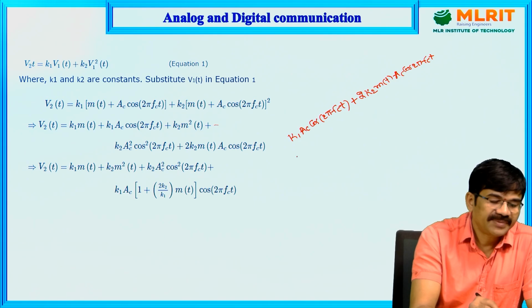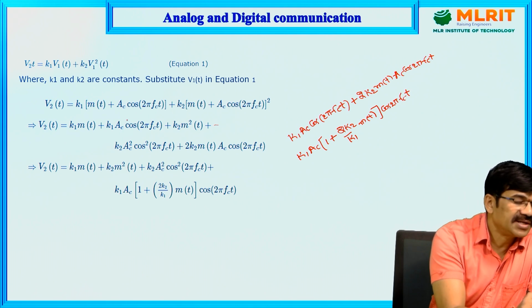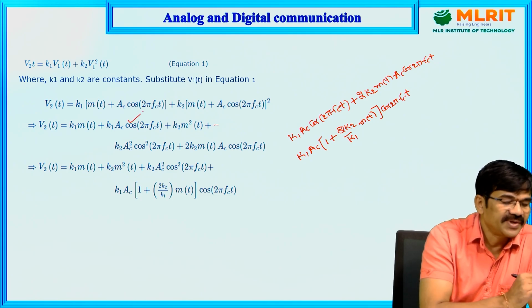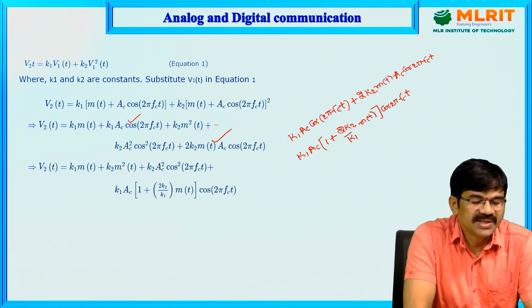So here what I am taking is K1 AC common, so that can be represented as K1 AC (1 plus 2 K2 by K1 M of t) cos 2 pi FCT. Okay. So this term, what is the term? K1 AC cos 2 pi FCT plus 2 K2 M of t AC cos 2 pi FCT.